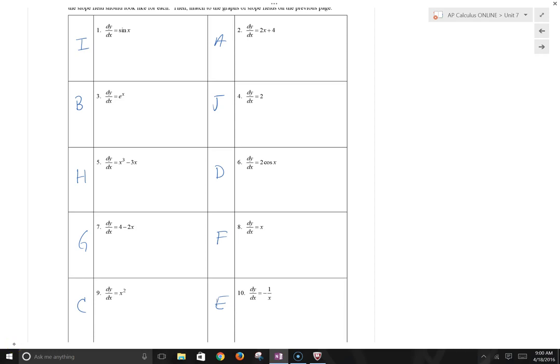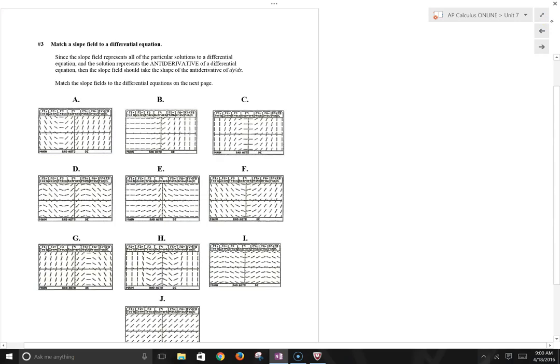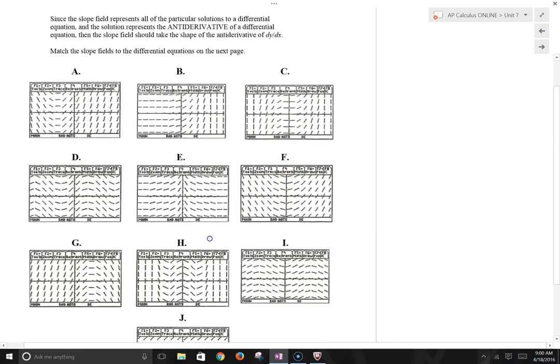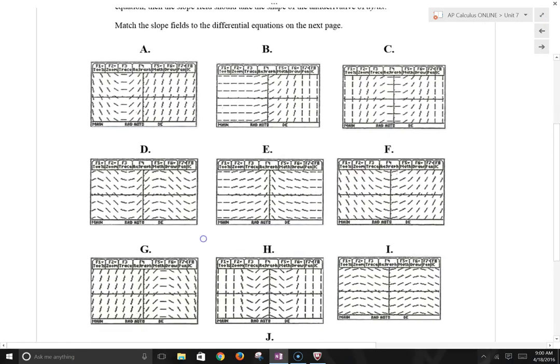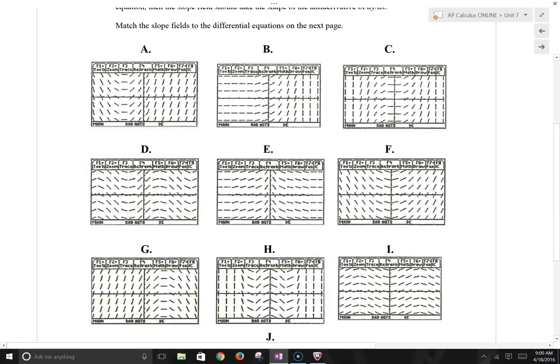Alright, hopefully you got what I got. Let's just take a look at a couple of these. Number 2 goes with A. So if we backtrack, A, that makes sense because the solution would be a parabola. You can see its vertex is right in here.